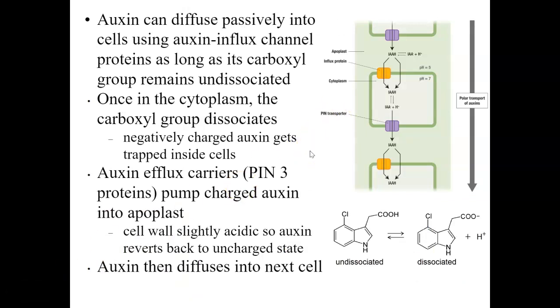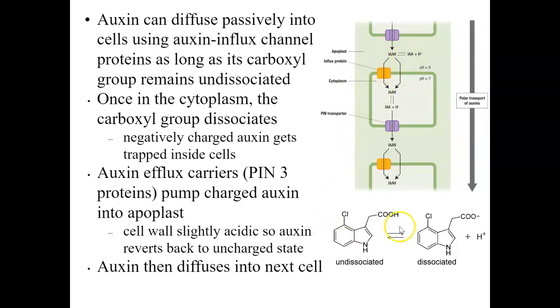One thing about auxin is that it can diffuse passively into cells. Remember, passive transport means it's moving from high to low concentration and no energy is needed. The orange proteins right here, not the purple ones, the orange ones, are channels called auxin influx channels. They move auxin from high concentration to low concentration, so they don't use any energy.